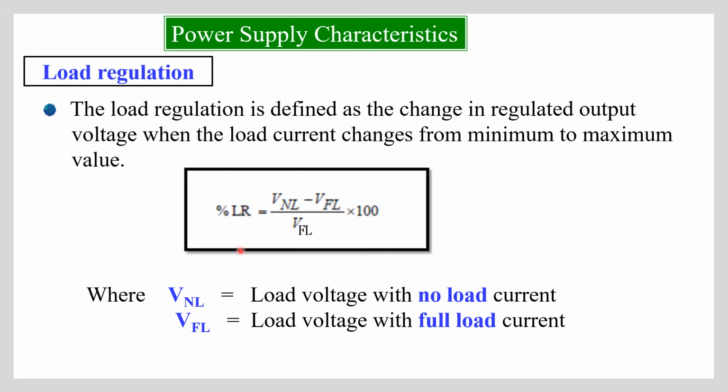So load regulation equals VNL minus VFL upon VFL into 100, where VNL is the load voltage with no load current and VFL is the load voltage with full load current. For a good power supply, the percentage load regulation should be very small.